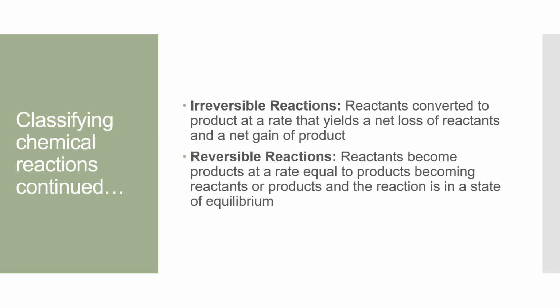In reversible reactions, reactants and products are converted back and forth at the rate that maintains equilibrium. This means the forward and reverse reactions occur at the same rate, so the concentrations of reactants and products remain consistent over time.